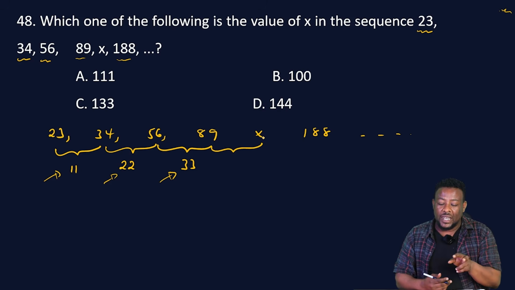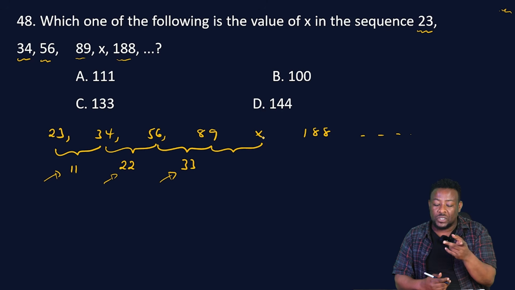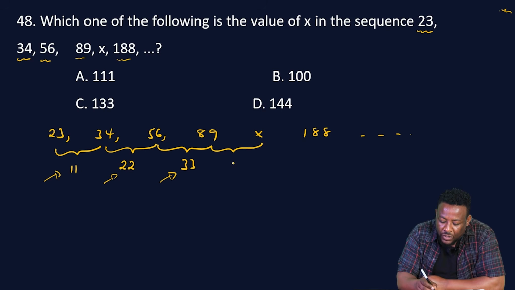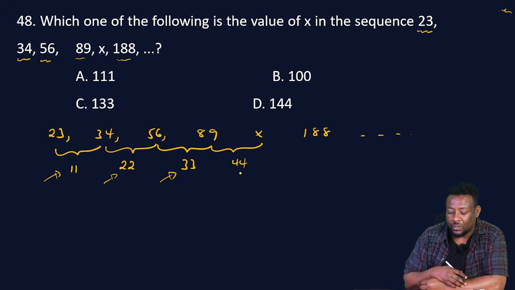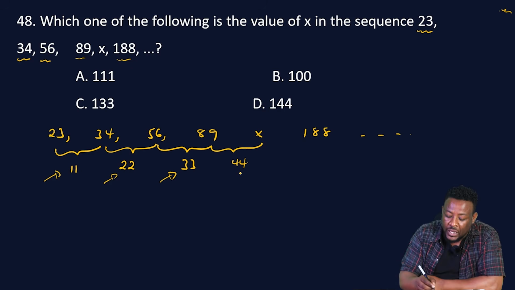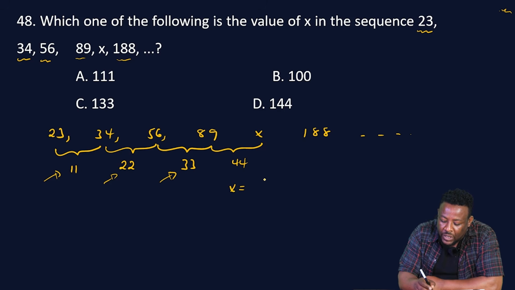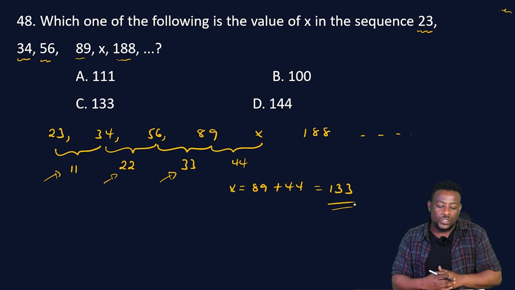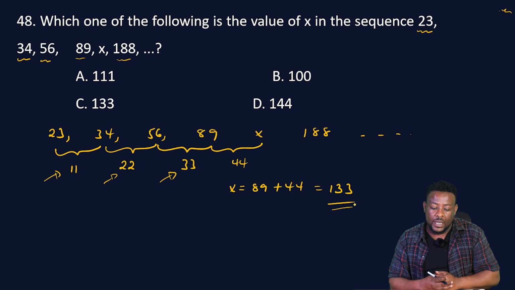Okay, you can see that the difference between the consecutive terms is arithmetic and the common difference is 11. So x ጋር ለመድረስ 44 መደመር ይጠበቅብናል ማለት ነው. Okay, the next term that comes after 33 will be 44. Therefore, x becomes 89 plus 44. Okay, so 89 plus 44 is 133. Okay, therefore, the answer for question number 48 is C.